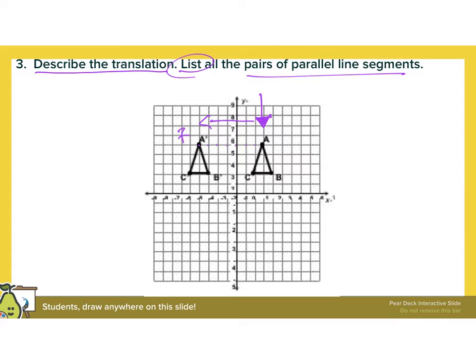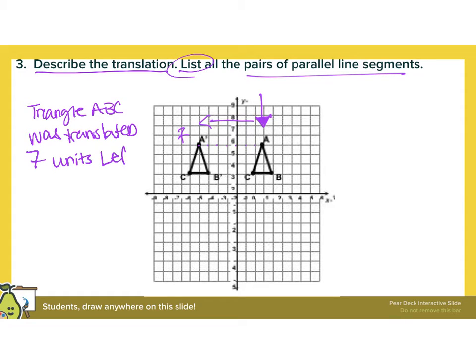So describe the translation. We're going to go ahead and write this out or type this out. So triangle ABC was translated 7 units left. Okay? Do not get fooled and say it was translated right. I promise you, you will see another question like that.